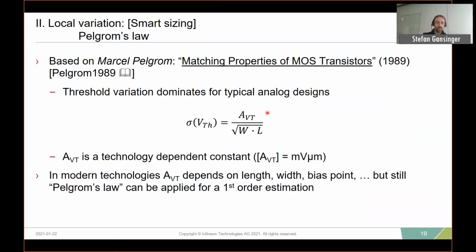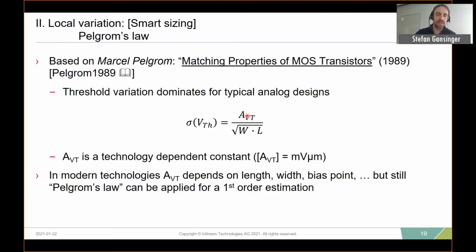So he looked into transistors which are placed in a so-called supersymmetrical environment and measured the threshold differences of those transistors. And out of this, he can derive the standard deviation of this threshold variation. And in this experiment, he discovered that this standard deviation depends on a technology constant, which is called AVT. This constant has the unit millivolt micrometer. So for instance, in a 120 nanometer process, this is about 5 millivolt micrometer.